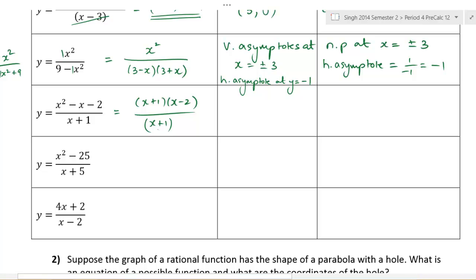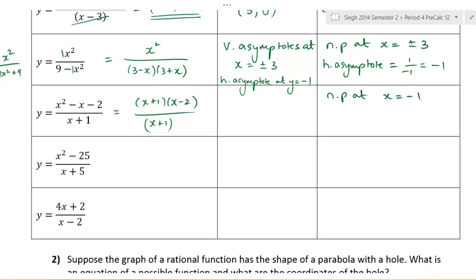Step 1, identify any non-permissible values. Do we have a non-permissible value this time? Yes, we have one at x equals -1. Before I do any crossing, before I do any reduction, I identify the non-permissible values. Now that I know there's a non-permissible value, it's going to be one of either a hole or an asymptote, not both. It can't be both at the same time.